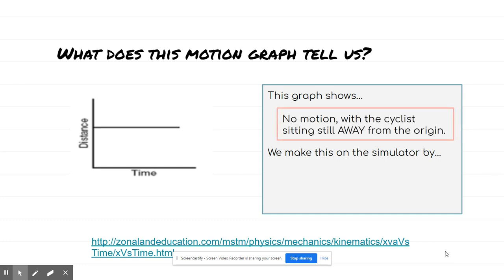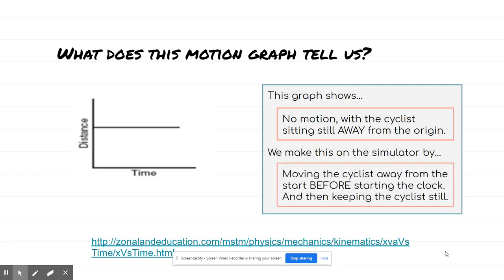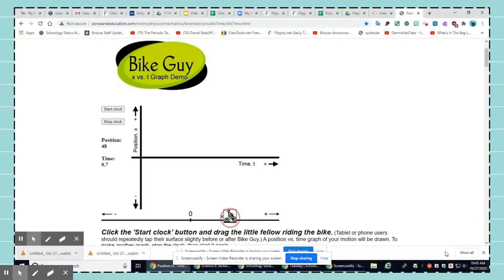Now notice this flat line is not at the x-axis. It's not at the origin. It's up away from the axis, so it's some distance away from the origin. So now how do we make this on the simulator with our bicyclist? Well, before we start the clock, we need to move our cyclist away from the 0, and then we need to keep him very still. So let's see how that would work.